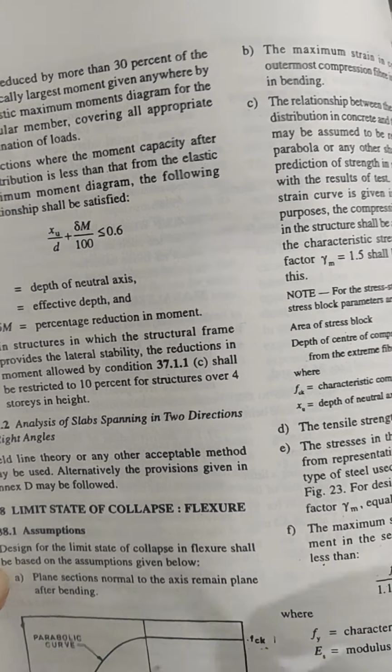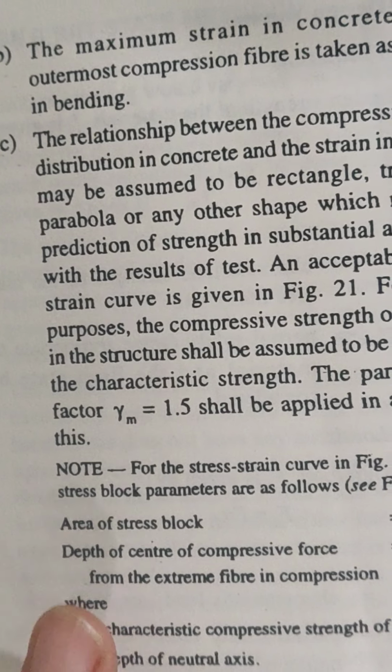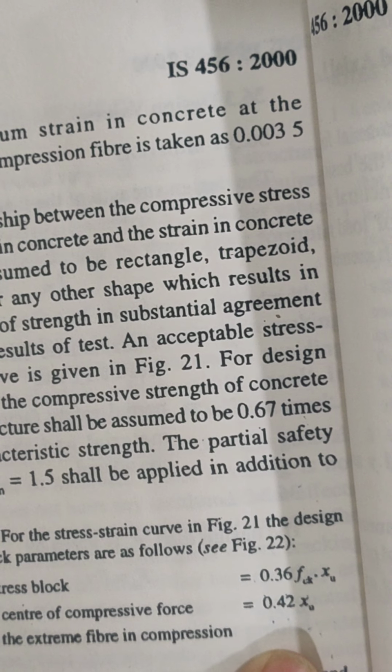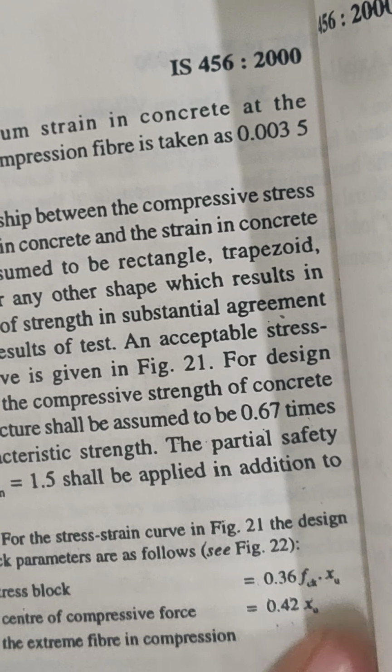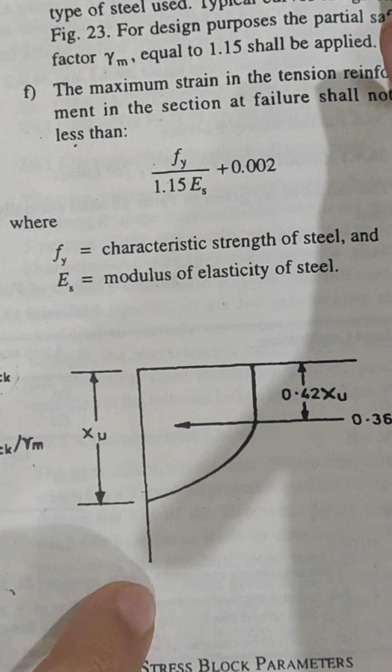The thing that was left in my previous video was this particular thing. Area of stress block is 0.36 fck xu. Depth of the center of the compressive force is 0.42 xu. Now the thing is, from where did we get all these magic parameters? So what I am trying to say is that we have this as a concrete stress block. Now what do we mean by, first of all, the concrete stress block?